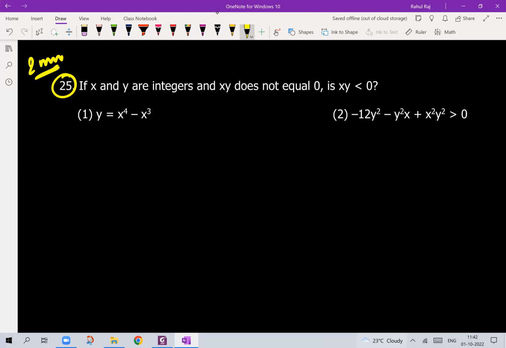What's the answer for this? So again, it's a pretty easy one. It says x and y are integers and xy does not equal 0. Is xy less than 0?